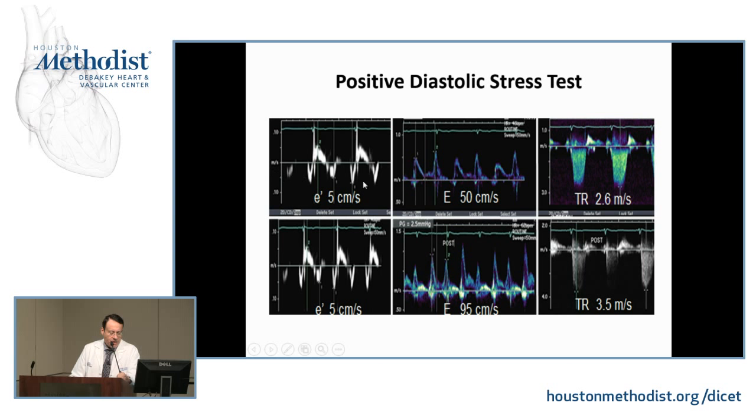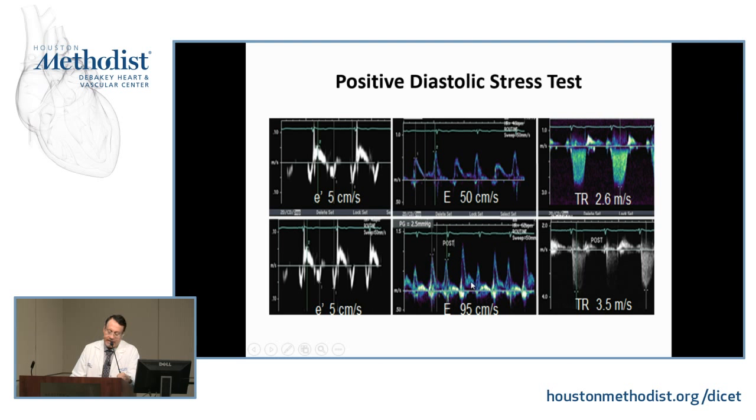So these are the baseline findings before the patient exercises. E prime septally is 5, the mitral E is 50, a TR of 2.6, so we are at 26 millimeters of mercury. Now the patient exercises, and E prime stays abnormally reduced. It's a diseased heart. In diseased hearts, E prime is much less dependent on LA pressure and the transmitral pressure gradient, so it stays down. The mitral E goes up from 50 to 95.